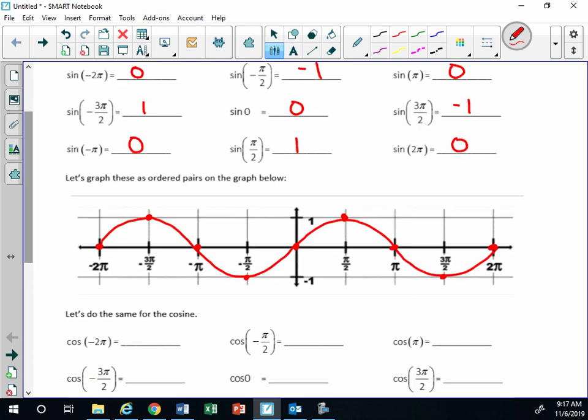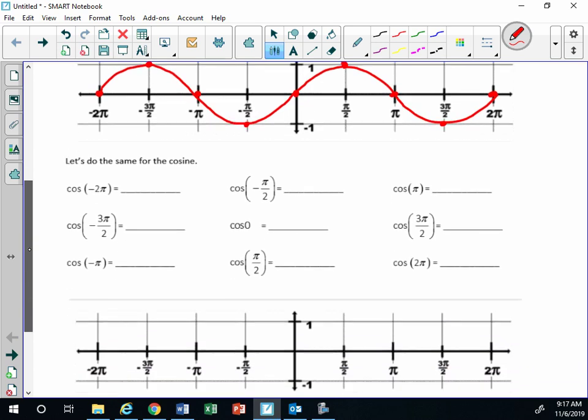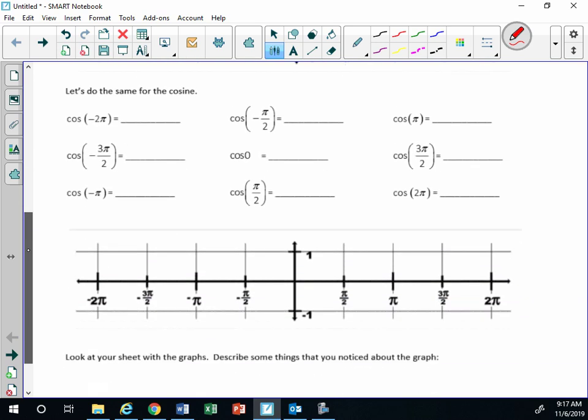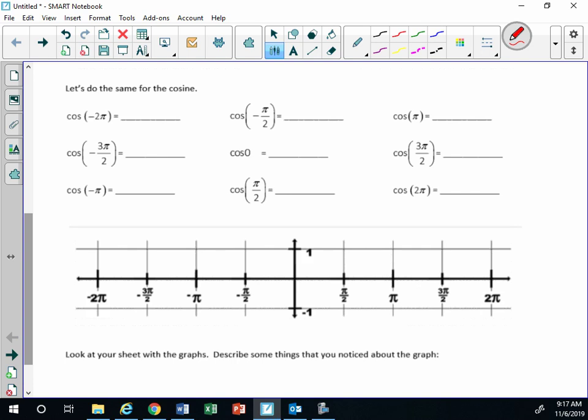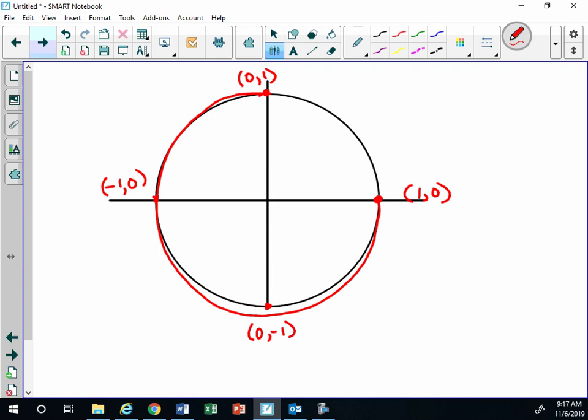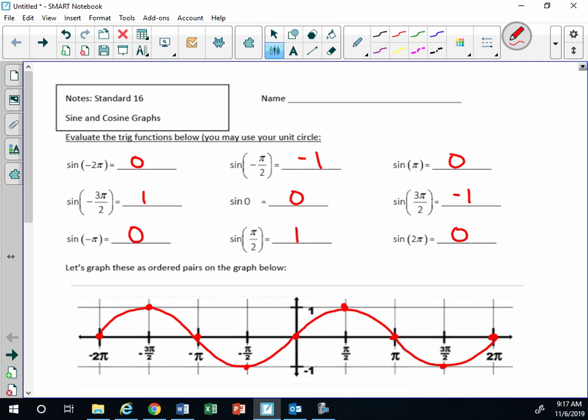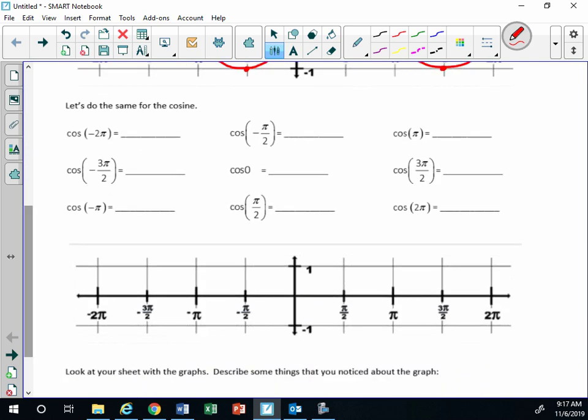Now we need to do the cosine parent graph. So let's evaluate our cosines, and then I'll let you try to graph it. All right, so cosine of negative 2 pi. Again, we are just using these values. So what do you think cosine of negative 2 pi is going to be? 1. And I'll go up and down this time so we go in order. What about cosine of negative 3 pi over 2? 0. We're just kind of working our way around the circle. What about negative pi? Negative 1. Negative pi over 2. 0.